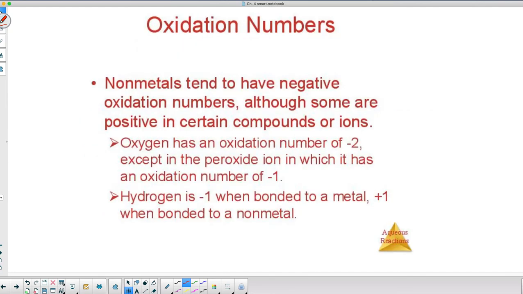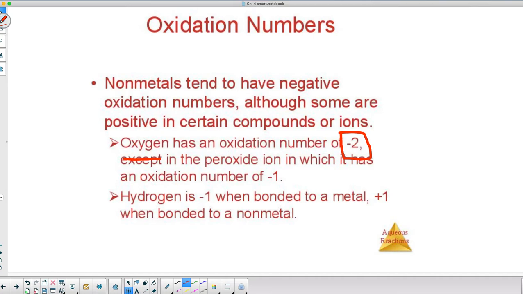There we go. So there are some other things. So now we have metals and nonmetals; when they're not in a compound, it's 0. Nonmetals tend to have negative and positive oxidation numbers. It depends on where they are. Oxygen, here's one thing we can count on. You've heard me say this already. Oxygen is a -2. We're going to stick with -2 no matter what.